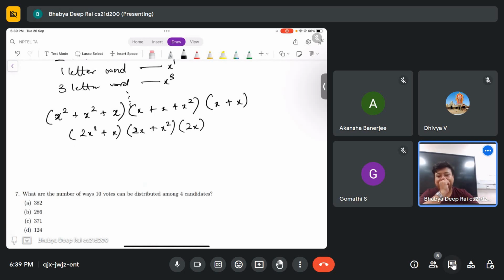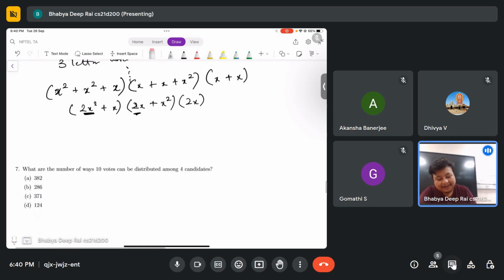Okay, so this is what I have. Now remember that the powers will add. So if I choose 2x square to multiply with 2x, I'm saying that I'm choosing a 2-letter word, then a 1-letter word. Since their powers add up, it will give x cube. And similarly, what I have in hand is a 2-letter word plus a 1-letter word, which is a 3-letter word. So it exactly corresponds to that. You can think about it more deeply, why the coefficients represent the count.